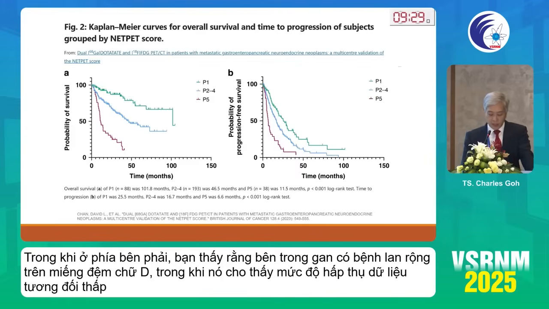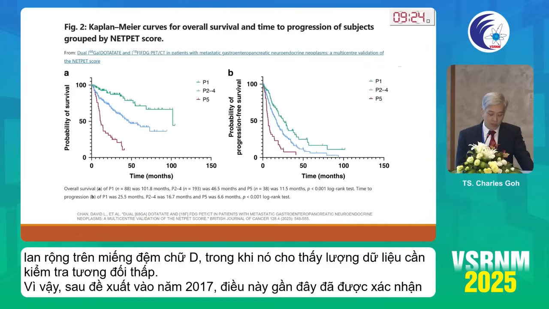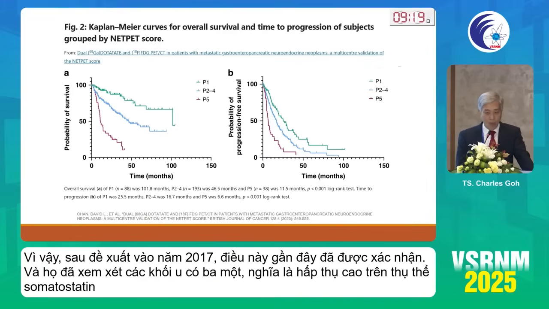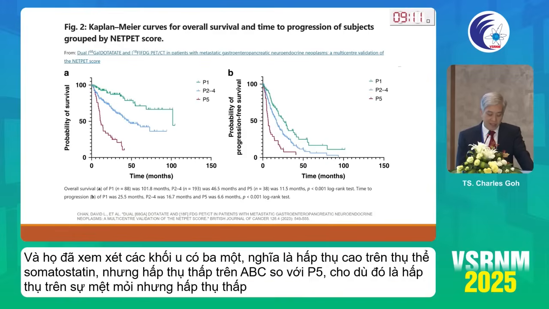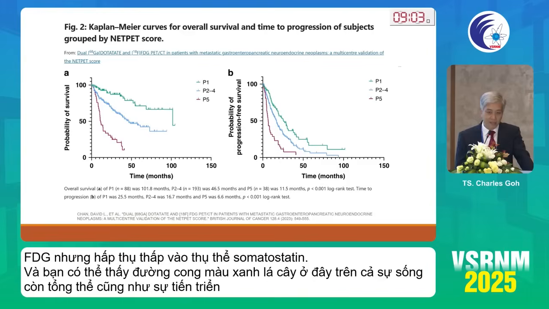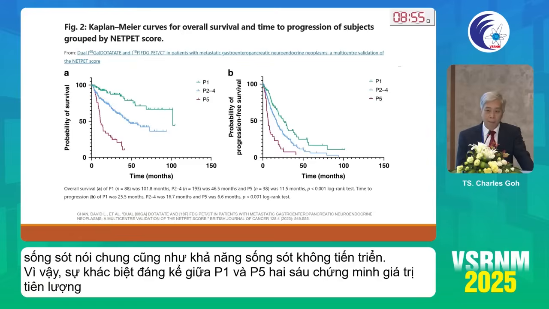So after the proposal back in 2017, this was recently validated, and they looked at the tumors that have a P1, which means high uptake on somatostatin receptor PET, but low uptake on FDG, versus P5, where there is uptake on FDG, but low uptake on somatostatin receptor. And we can see the green curve here on both the overall survival as well as progression-free survival shows a significant difference between the P1 and the P5 cases, proving the prognostic value of dotapeptide PET combined with FDG PET in these patients.